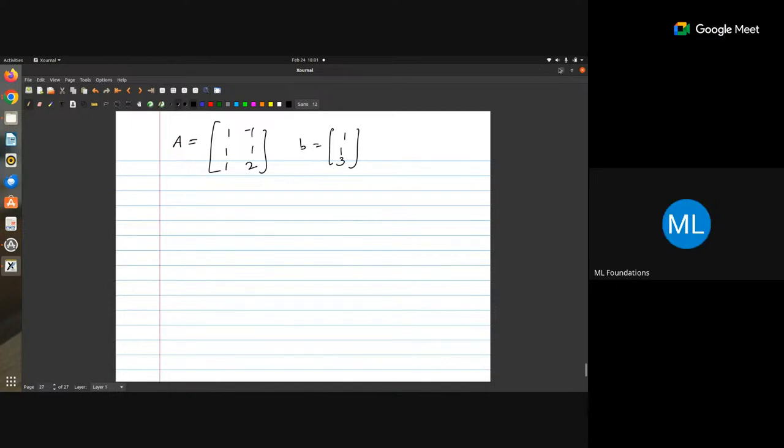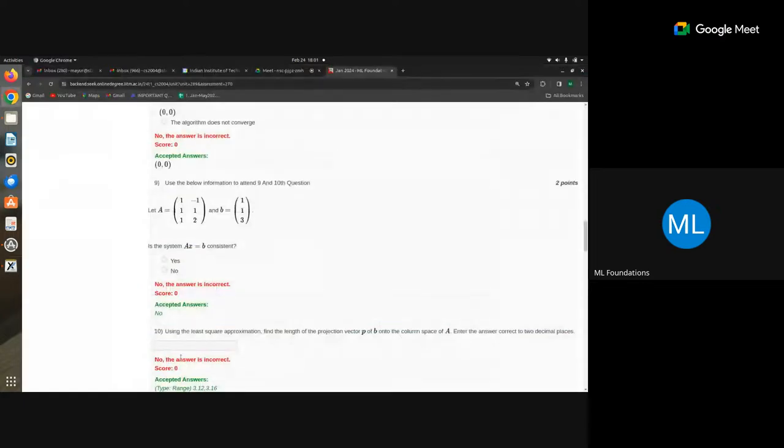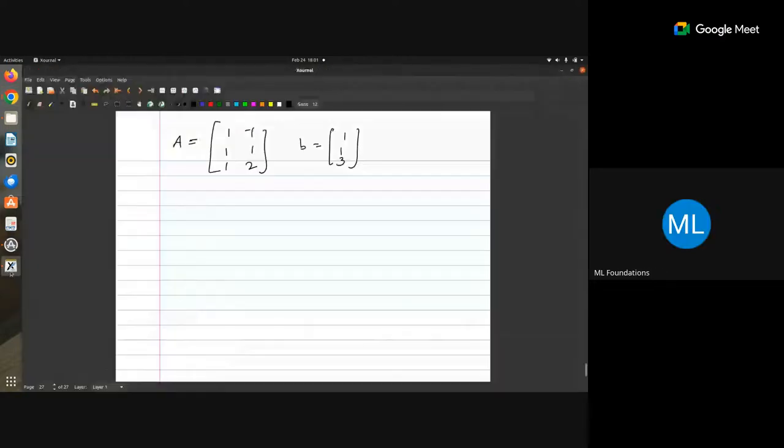What we have to find here is the length of the projection vector, right? The column space of A is both the vectors. So the projection vector is A x hat, right? And what is x hat here? It is A transpose A inverse and A transpose B.